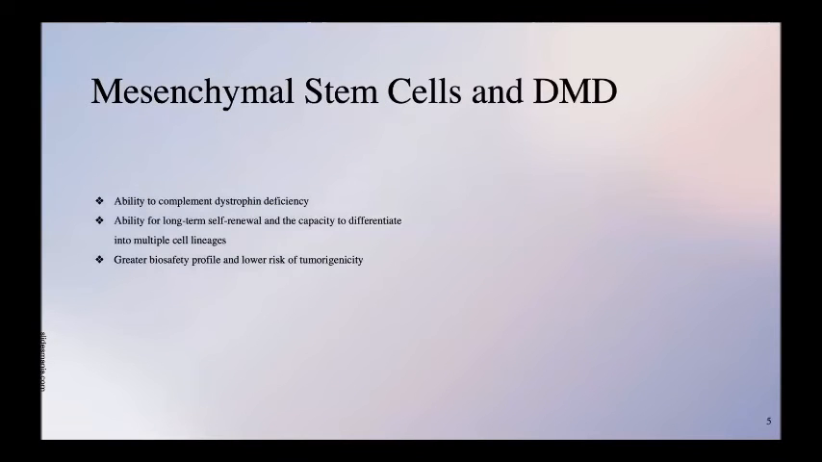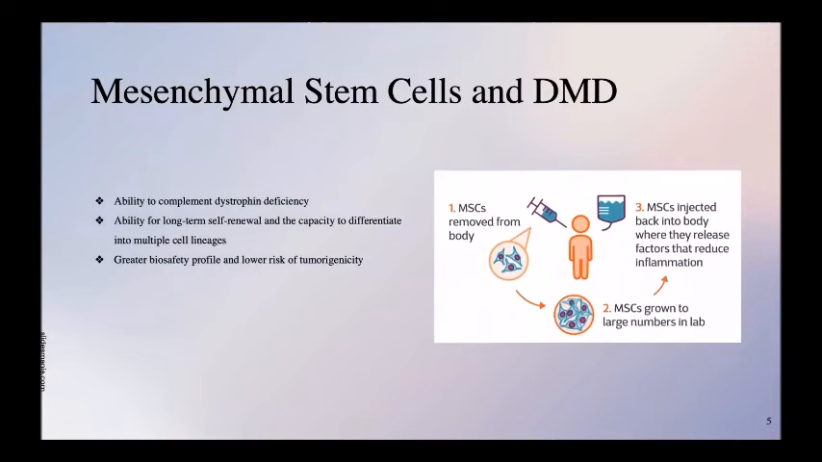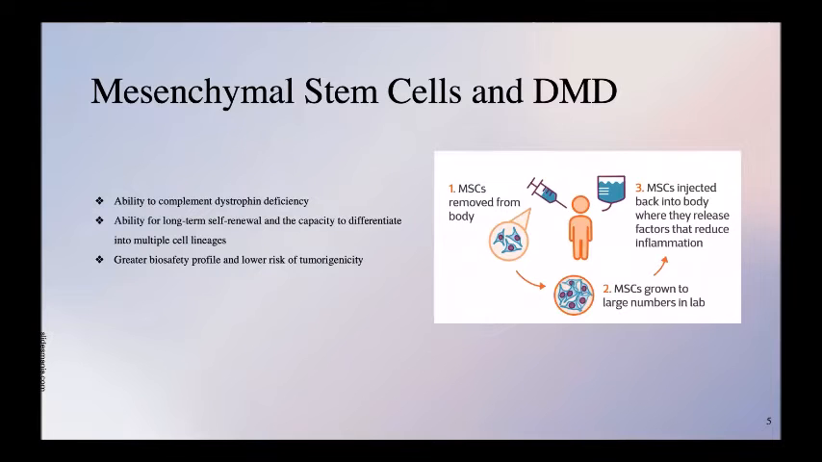So how do mesenchymal stem cells relate to DMD? The use of stem cell therapy has also been studied in Duchenne muscular dystrophy. It is considered to be one of the most promising methods for treating muscular dystrophies. Stem cells are defined by certain features and, foremost, an ability for long-term self-renewal and the capacity to differentiate into multiple cell lineages.